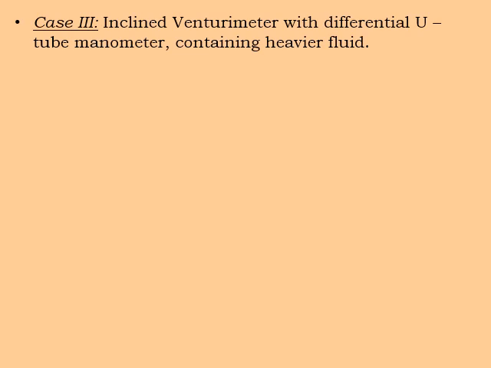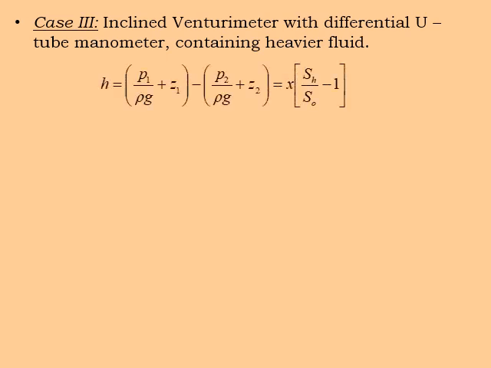Then case 3, inclined venturimeter with the differential U-tube manometer containing heavier fluid. So now H is equals to P1 by rho g plus Z1 minus P2 by rho g plus Z2 is equals to X into S of H by S of O minus 1.